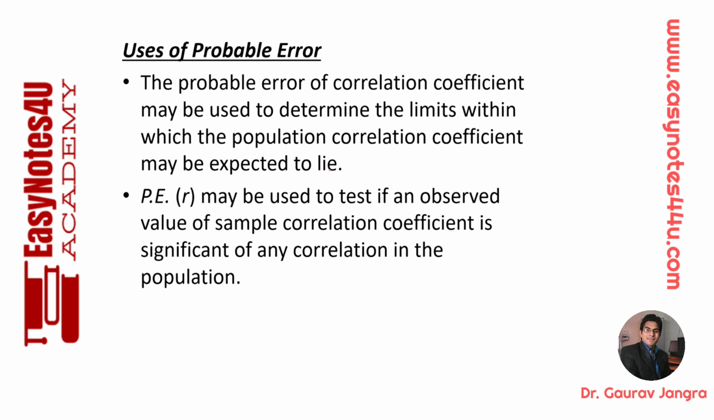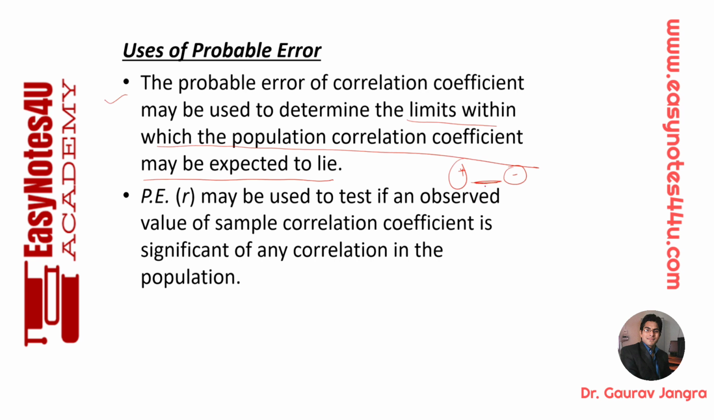So, usage of probable error. What is the usage? The probable error of the correlation coefficient may be used to determine the limits within which the population correlation coefficient may be expected. So it provides a limit in which the coefficient of correlation will lie: what is the maximum limit, what is the minimum limit.